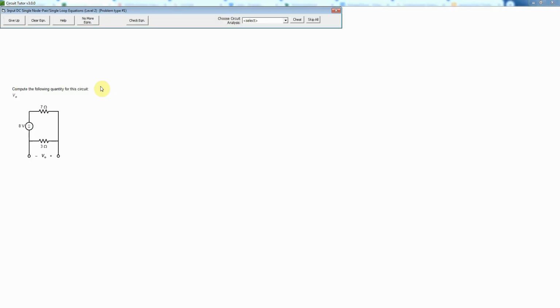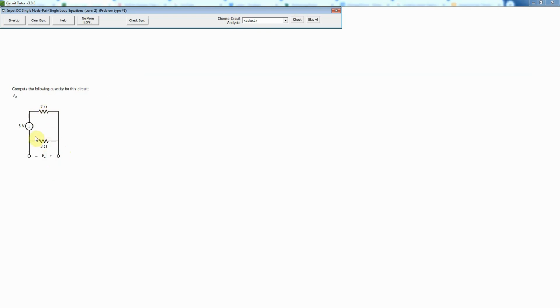Okay, so once again, you won't have the choice of which problem type to work, but I do that, so I'm going to show you each problem type in turn. Okay, so here's the first problem type, and as always, I need to select the type of circuit analysis. Now this is not both single node pair and single loop, unlike the simpler problems on level 1, so I have to pick the right type.